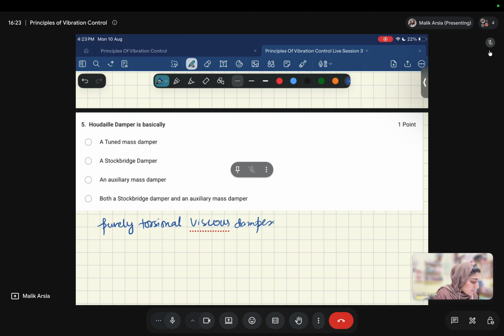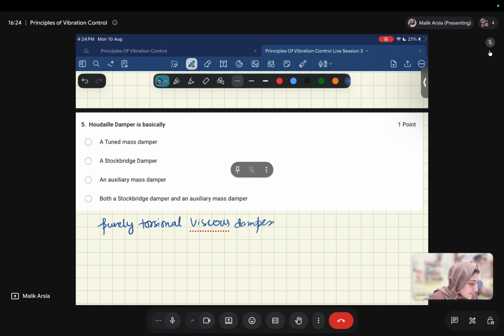these dynamic vibration absorbers are of many types. We can connect the secondary mass to the primary mass by either a spring, or by a damper, or by both a spring and damper. When we connect it with the spring, it is known as an auxiliary mass damper. When we connect it with the damper, it is known as a tuned mass damper. And when both spring and damper are used, it's known as a dynamic vibration absorber.